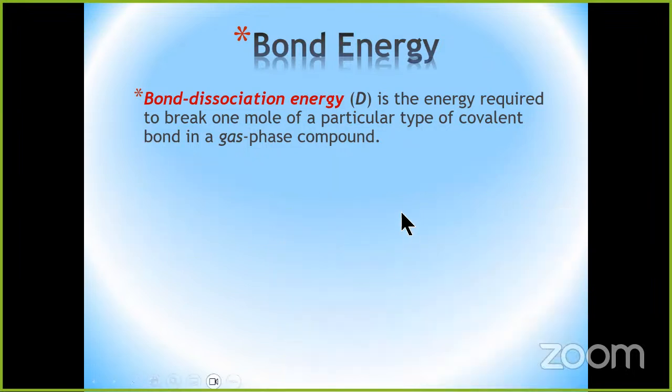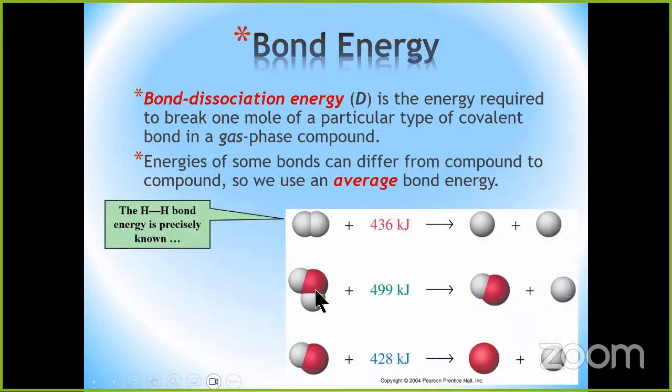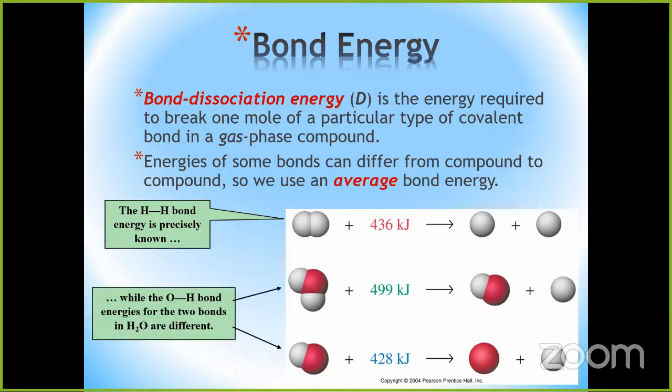And in the case of water, there are two bonds. You have one bond here and one bond here. And it turns out that the amount of energy needed to break each bond in turn is different. To break the first O to H bond, it's 499 kilojoules. And then to break the other bond, it's 428 kilojoules, right?